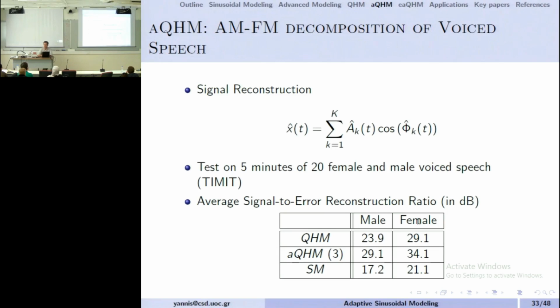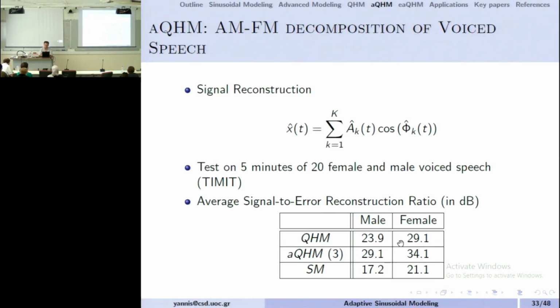Why is there such a difference? Why do you think it works better for female? Yes, harmonics are more sparse. The harmonics for female voice are sparse. So for the same analysis window, let's say, you have better frequency estimation. And better frequency estimation means better reconstruction.